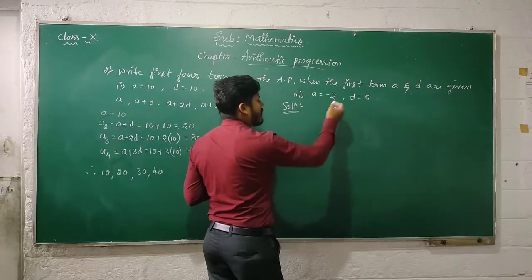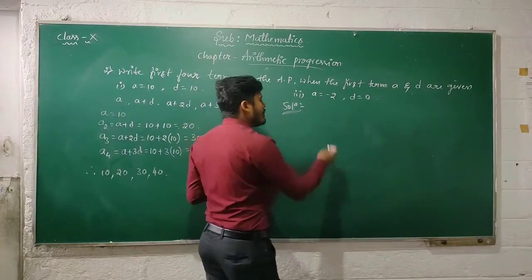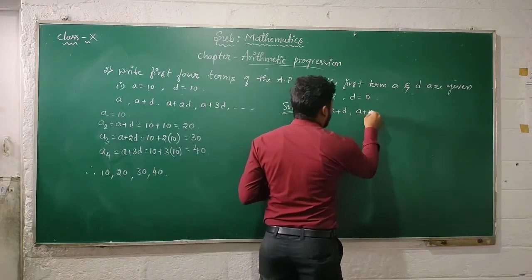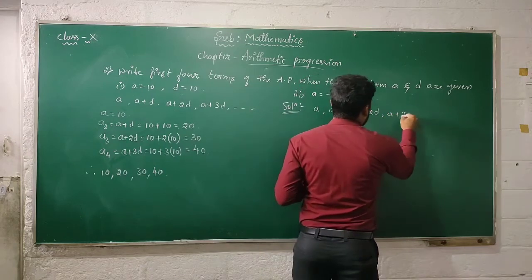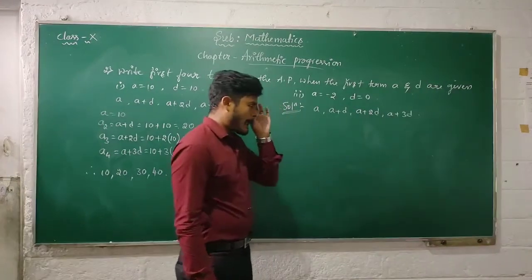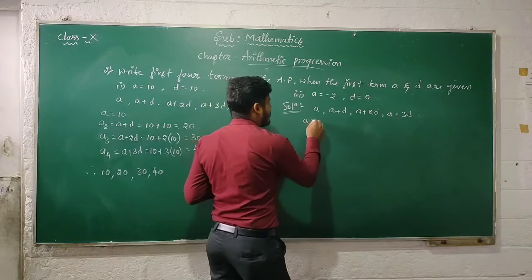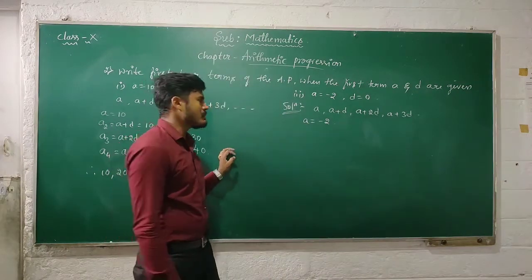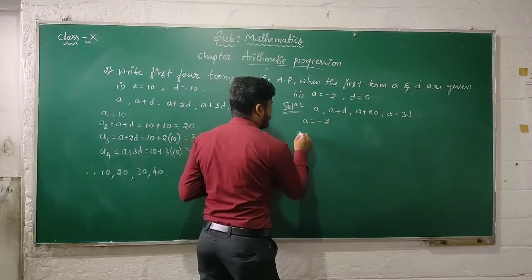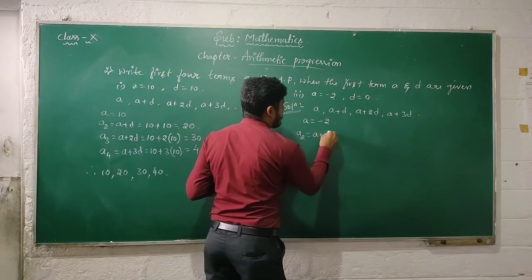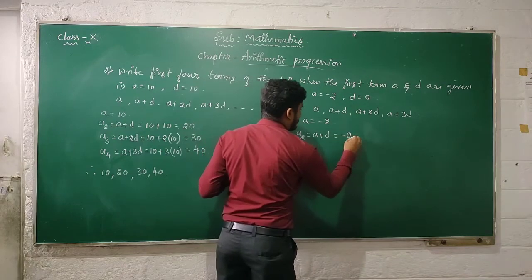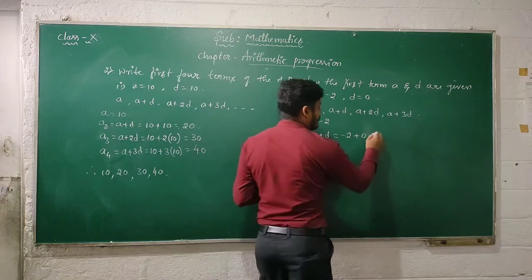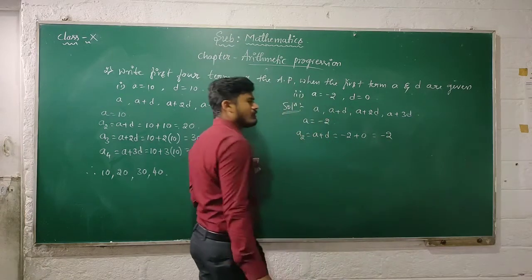So the first term is A and the common difference D is 0. We know that A, A plus D, A plus 2D and A plus 3D are the four terms of an arithmetic progression. Then what about A? A is equal to minus 2. They are given the first term. So the first term is minus 2. Then what about the second term? A2 is equal to A plus D. So here A is minus 2. Then what about D? D is 0. So minus 2 plus 0 is equal to minus 2.